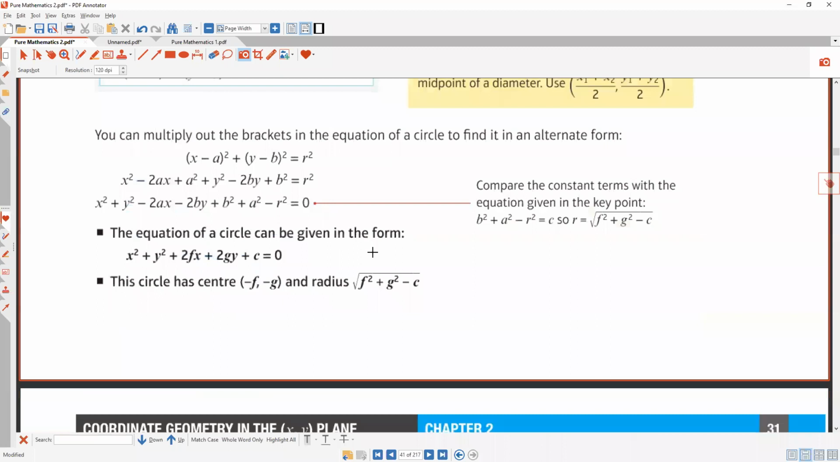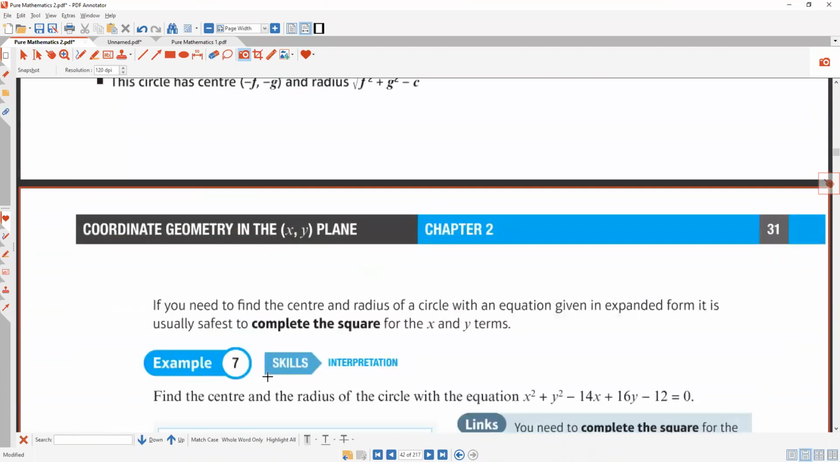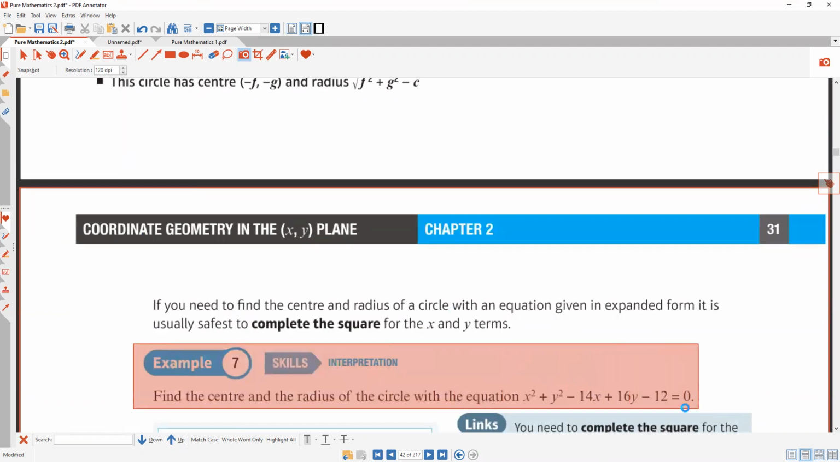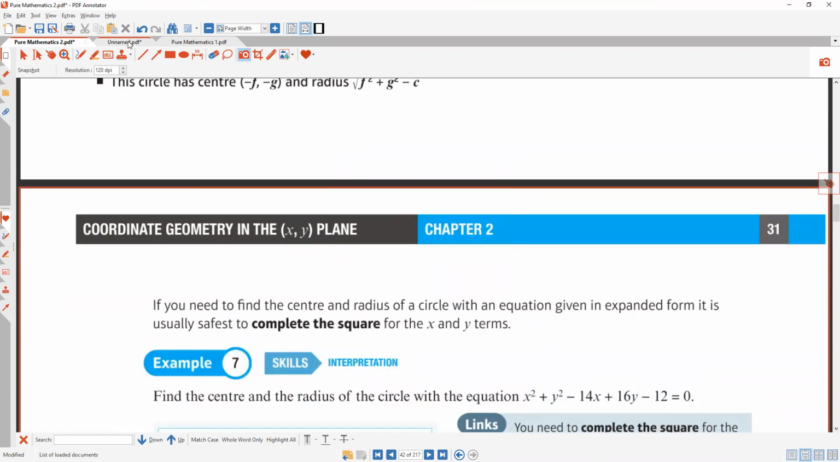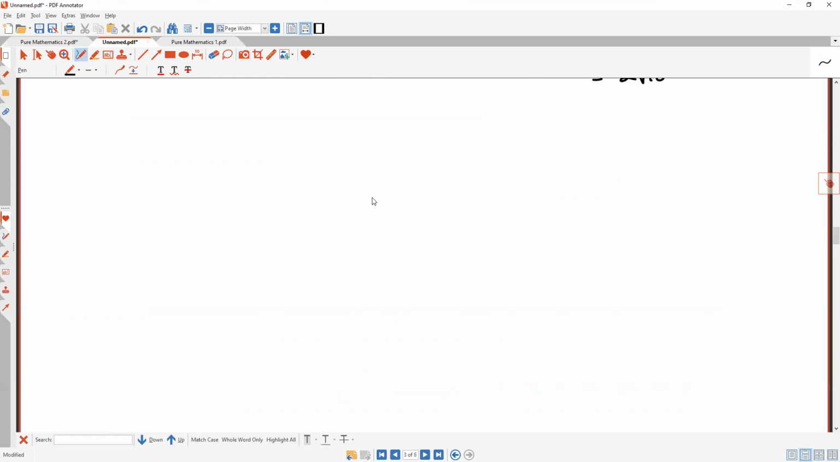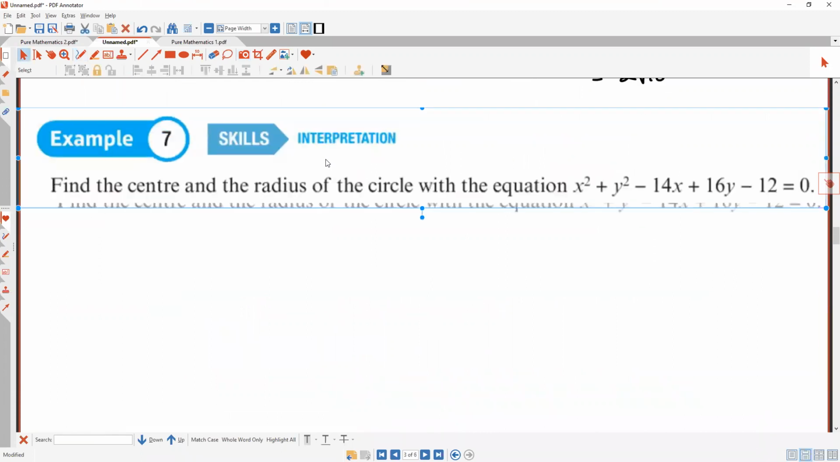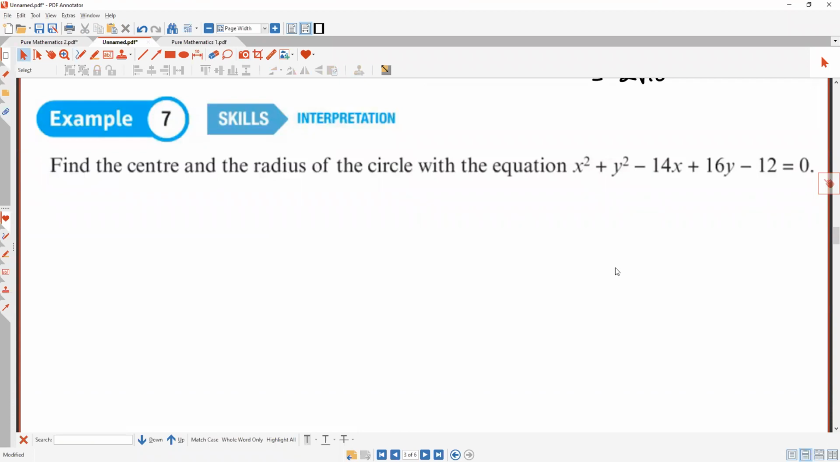This I'm going to ignore. Now I'm going to do these kind of questions. It is example number 7. They give you a question, but they don't make it obvious for you. Like for example, this equation. It looks nothing like our equation of the circle, right?